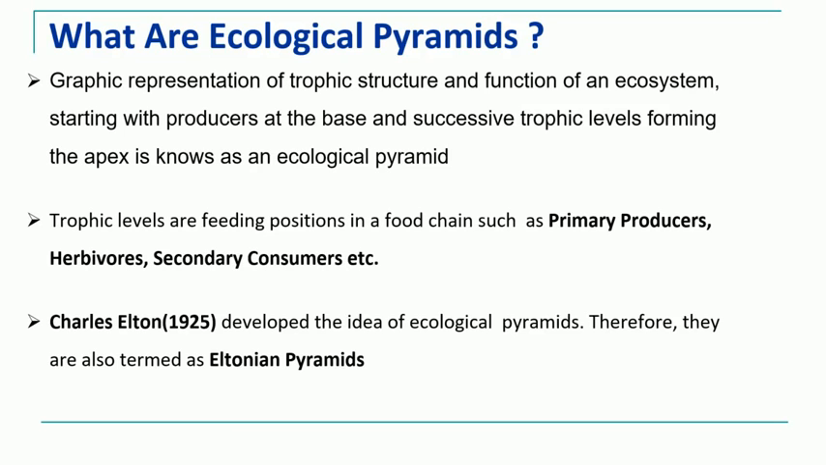In the last lecture we understood what is meant by trophic levels. These are nothing but the feeding positions in a food chain. Such positions are primary producers, then herbivores, and then different types of carnivores like primary, secondary and tertiary or even quaternary carnivores or consumers. This concept of the ecological pyramid was put forward by Charles Elton in the year 1925. That's why these ecological pyramids are also termed Eltonian pyramids.